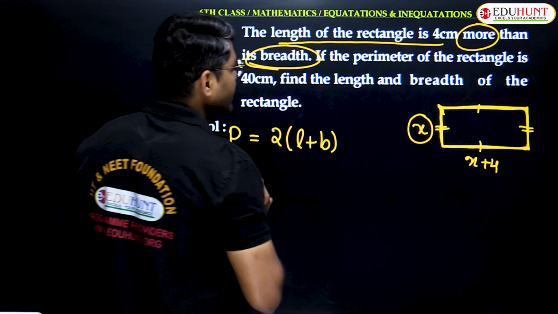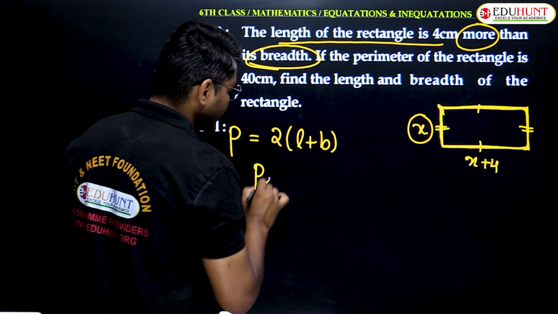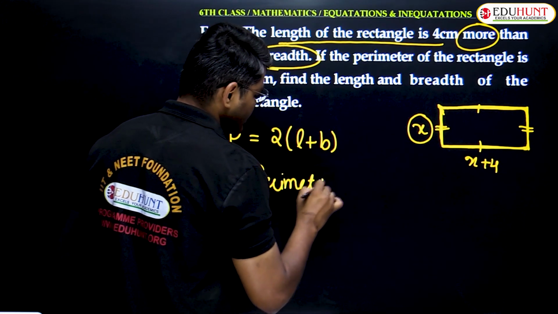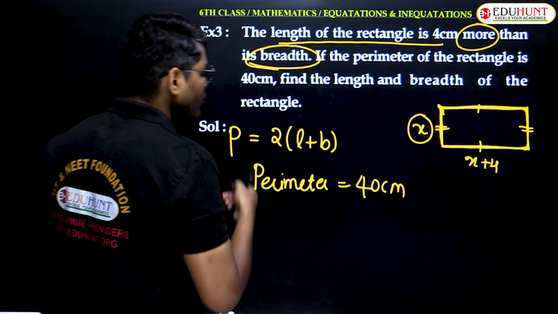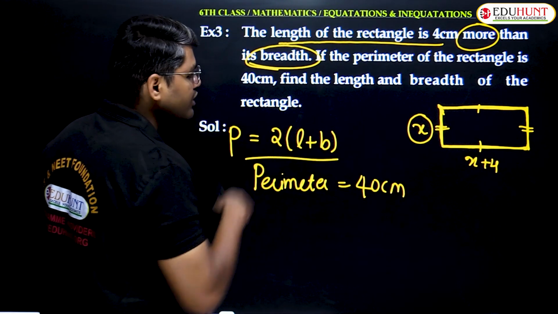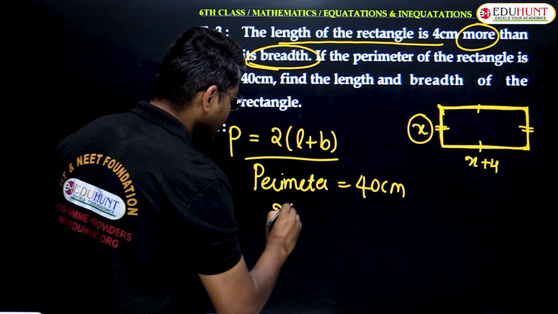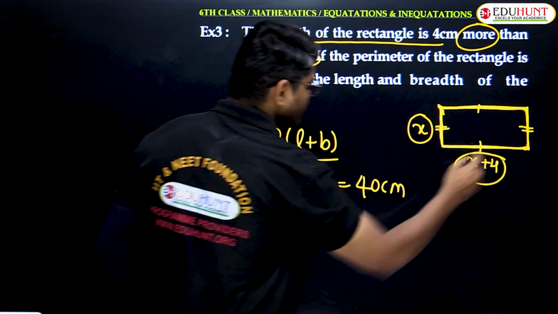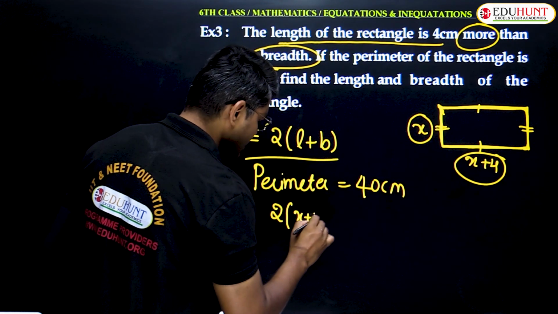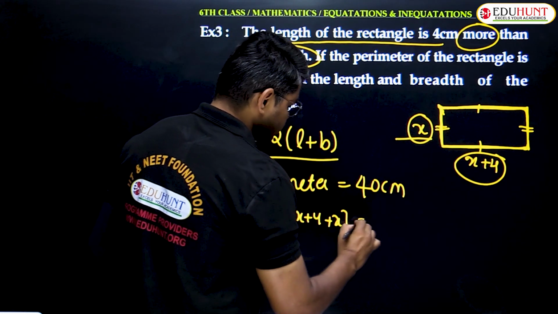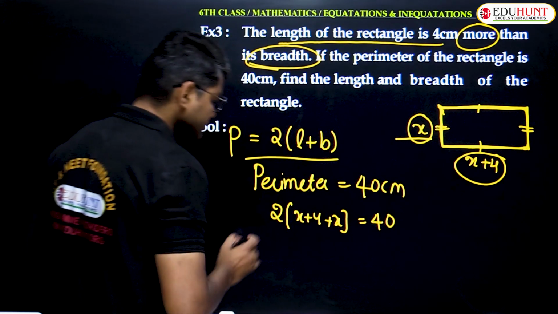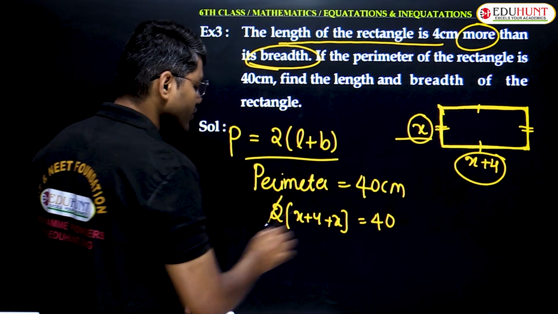So, what is the perimeter of the rectangle? Perimeter is equal to 40 centimeters, given. So, here what is the perimeter? 2 into (L plus B). 2 into, what is L here? x plus 4, plus B, breadth is x, is equal to 40. Here 2 is multiplying, so 2 ones are 2, 2 twos are 4.